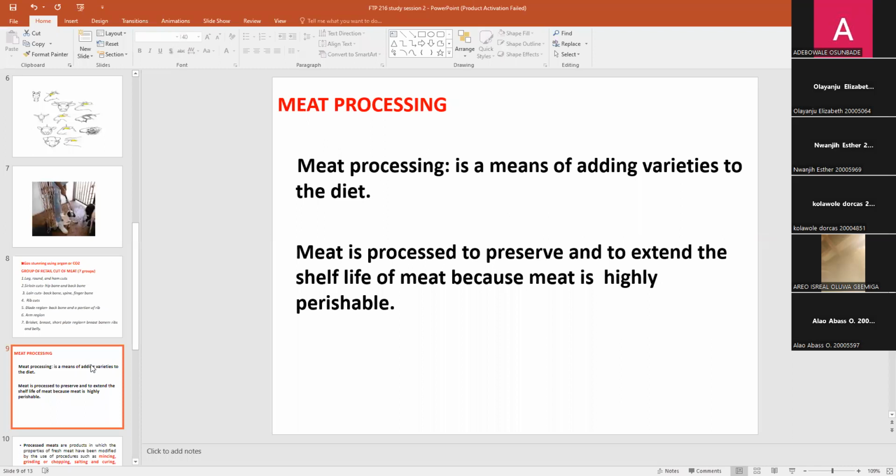The last objective in this study session 2 is meat processing. How do you process meat? And what are the likely meat products that you can get during processing?